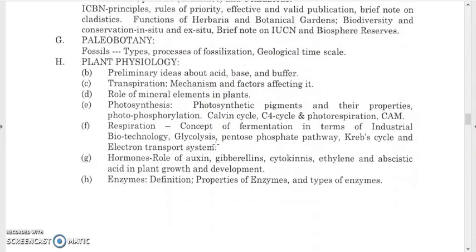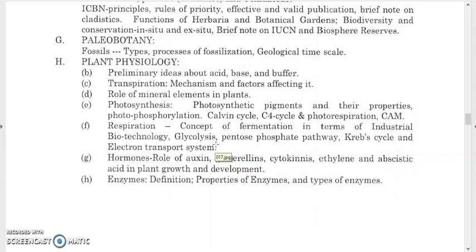Plant physiology. Here you have to study preliminary ideas about acid, base, and buffer, transpiration, mechanism, factors affecting it, how transpiration occurs, what the role of transpiration is, and why transpiration is called a necessary evil. That is, it's a necessity for the plant. Also, it is an evil for plants, right?